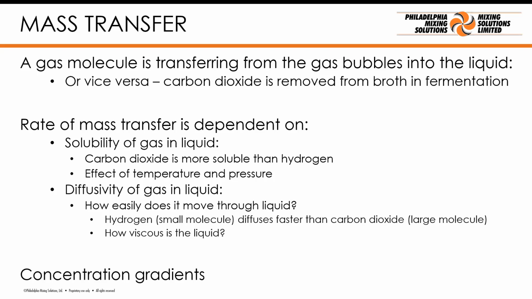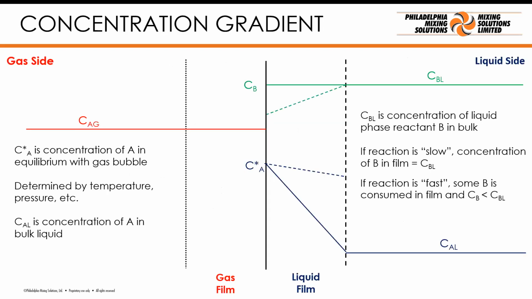How easily does it move? Hydrogen, which is a small molecule, diffuses faster than carbon dioxide, all concentration gradients being equal. And how viscous is the liquid? I don't want to spend too much time on this in the interests of time. You've seen this before. Just a couple of points to make.